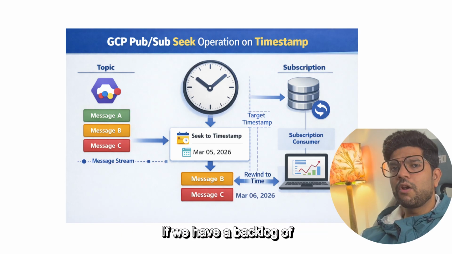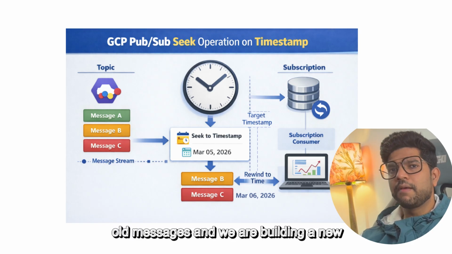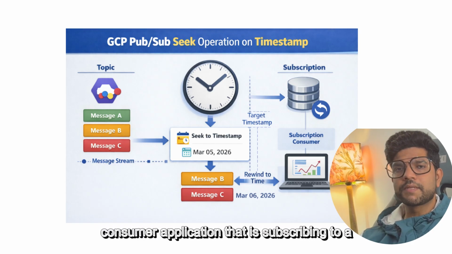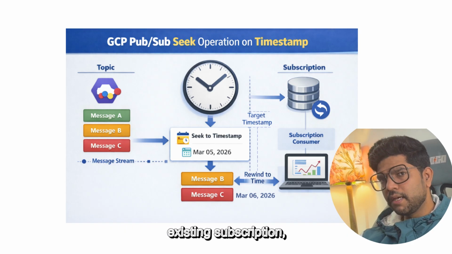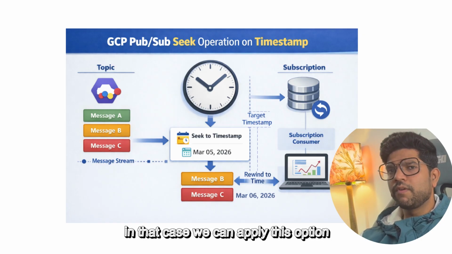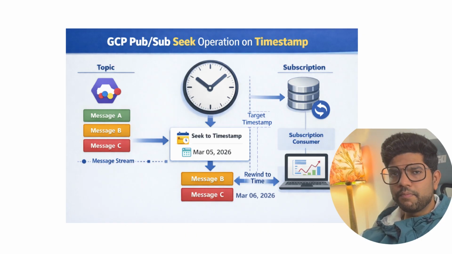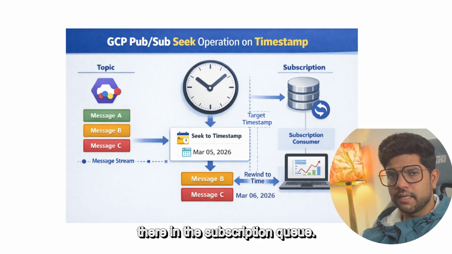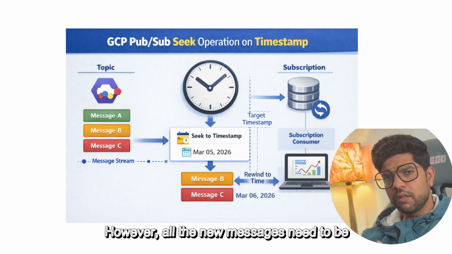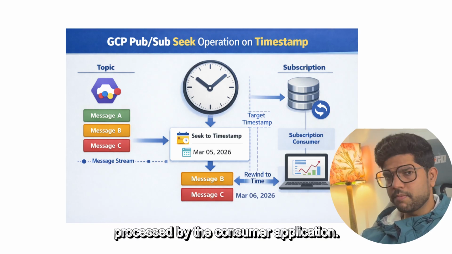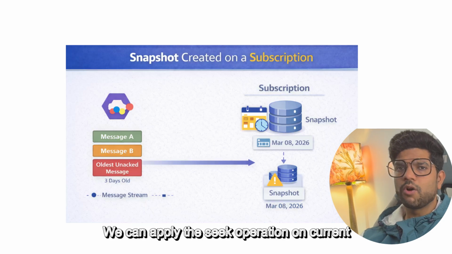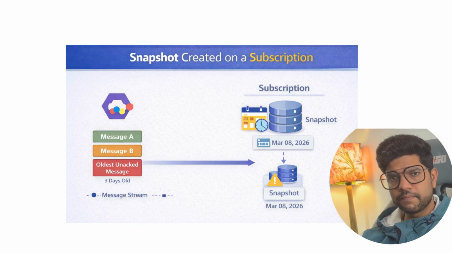If we have a backlog of old messages and we are building a new consumer application that is subscribing to an existing subscription, in that case, we can apply this option wherein we don't want to process the messages which were already there in the subscription queue. However, all the new messages need to be processed by the consumer application. We can apply the seek operation on the current timestamp.